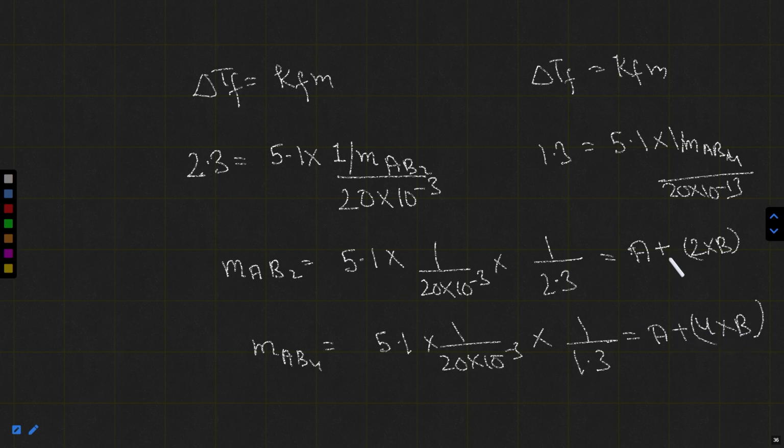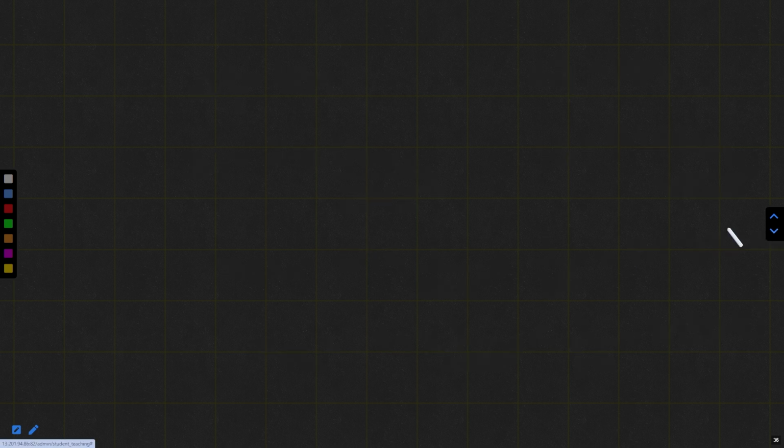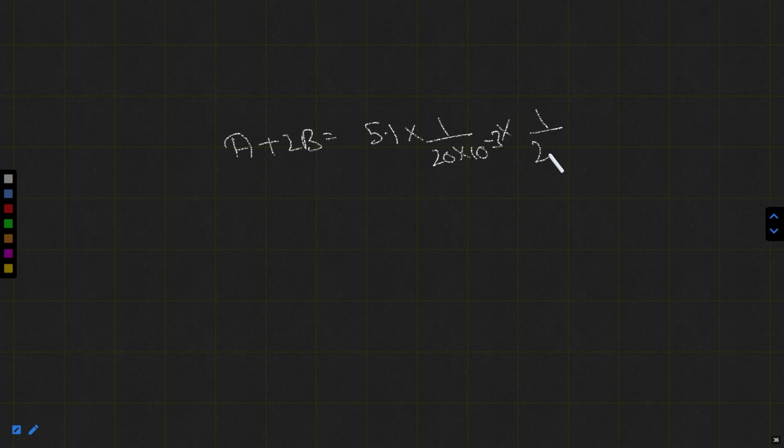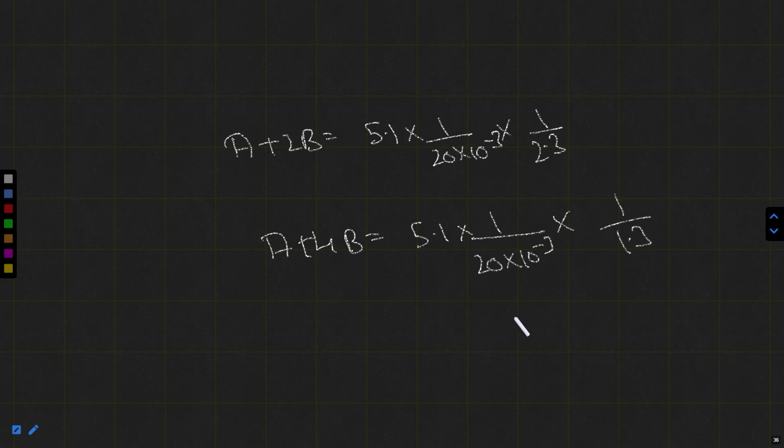Now we have two linear equations in two variables, so we will calculate this. Let us write it again. A plus 2B is equal to 5.1 into 20 into 10 to the power minus 3 multiplied by 1 by 2.3, and A plus 4B is equal to 5.1 multiplied by 20 into 10 to the power minus 3 multiplied by 1 by 1.3.